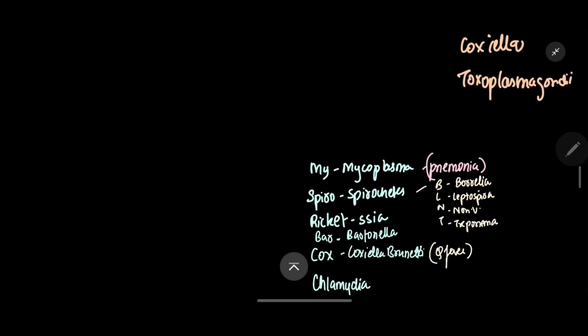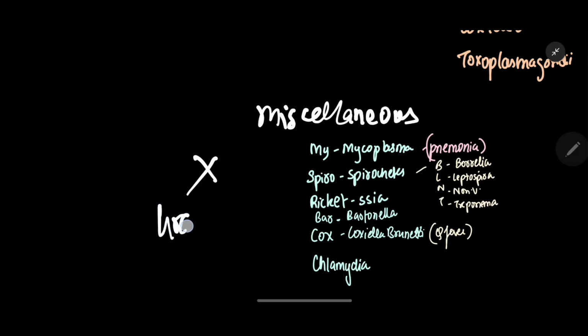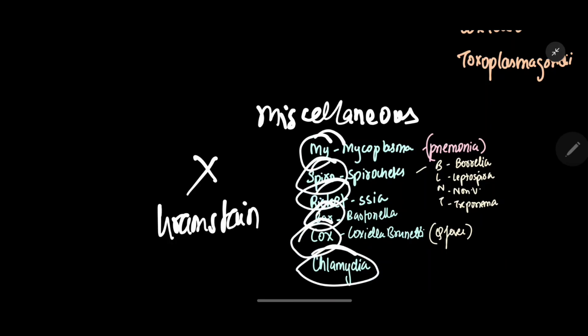We have just looked at the mnemonic for these. These are your miscellaneous bacteria. That means these do not get stained properly by gram stain, so these require other stains. The mnemonic for this was My Spiro, Ricket, Bark and Cox, chlamydia. My was for mycoplasma. Mycoplasma we already have said that it's without a cell wall.